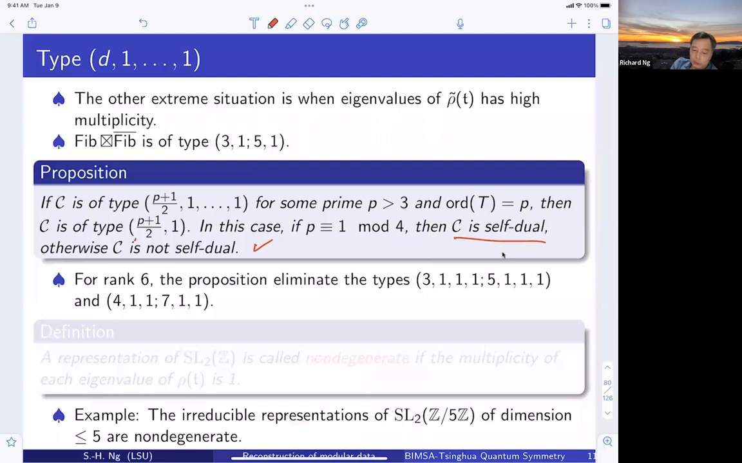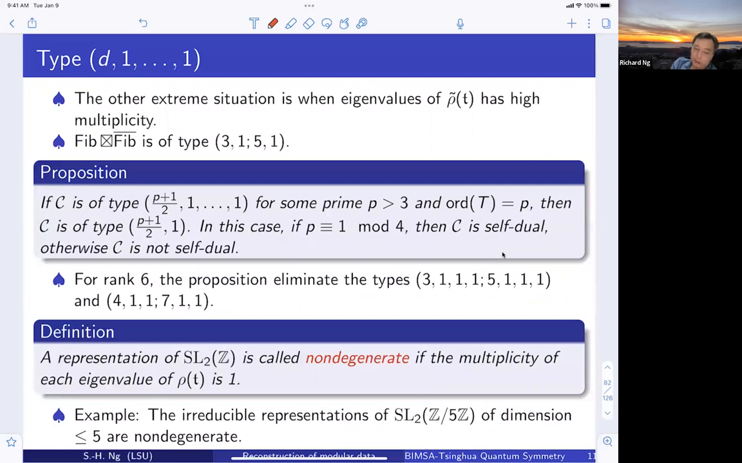So then you look at the case of rank 6. Then you can eliminate field types by this result. You can eliminate 3, 1, 1, 1, 4, 1, 1, the level 5, 1, 1, and 7, 1, 1. So it doesn't matter, they don't show up. Because I need the level to be P, so I need to have the levels be multiples of P. Oh, I mean they are divisors of P. Sorry. Okay, so this is the highly degenerate case.